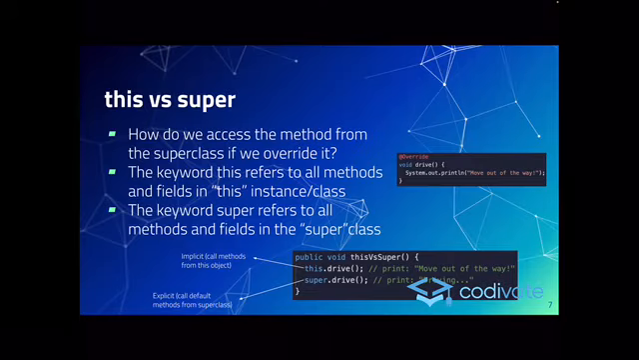So for example, if we said this.drive in the previous example, then it would say move out of the way because we have overridden the drive method. However, if you called super.drive, it would print out driving because the superclass has a different drive method than this class.